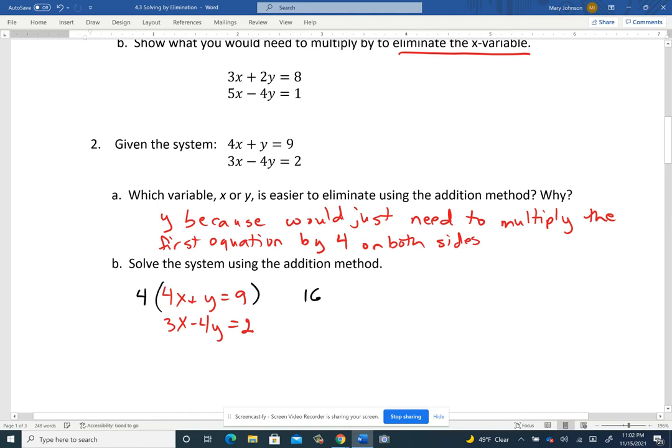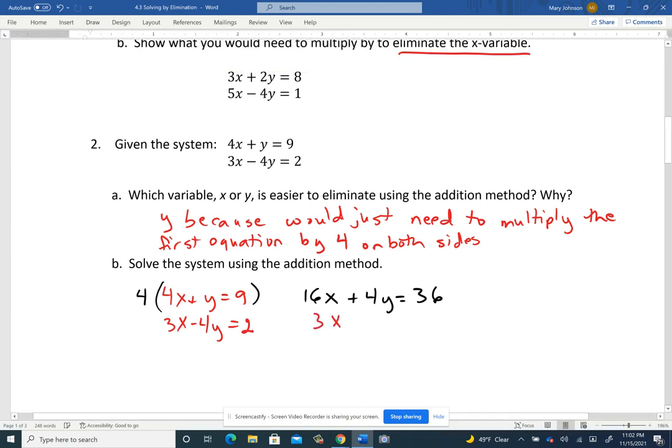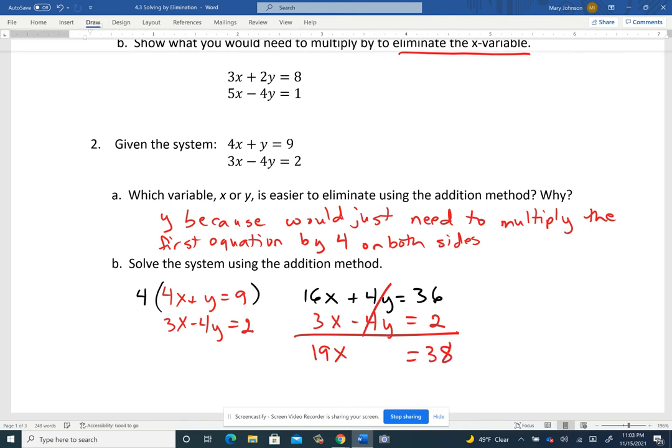When I do, that first equation becomes 16x plus 4y equals 36. The bottom equation is 3x minus 4y equals 2. So I wind up with 19x, the y's are gone like I planned for them to be, equals 38. And so when I divide by 19 on both sides, I find out that x equals 2.